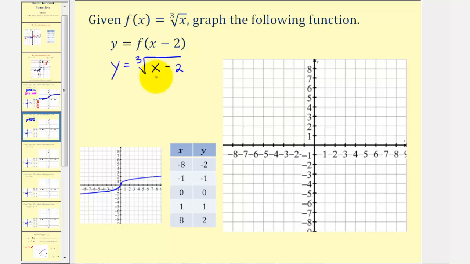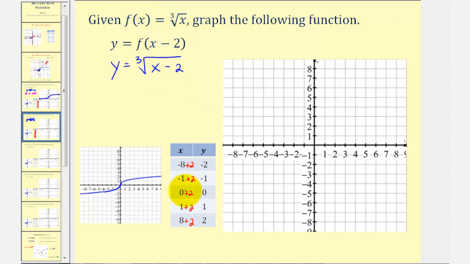For example, notice that when x is 0, for the basic function the output is 0. But for our function we'd have to use an x value of 2 to get the cube root of 0. So to find the 5 key points on this function, we can add 2 to each x coordinate and keep the outputs the same. It may seem like we should be subtracting 2, but because of the minus 2, we actually have to use larger x values to get the same outputs as the basic function.